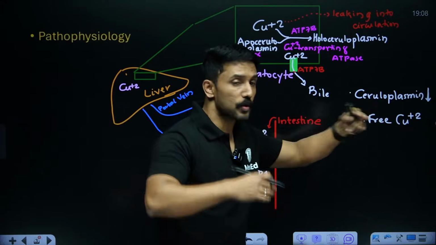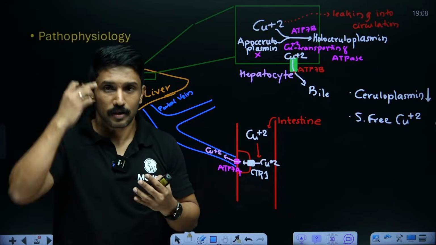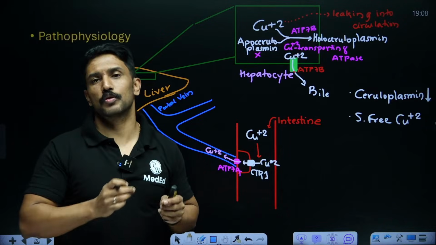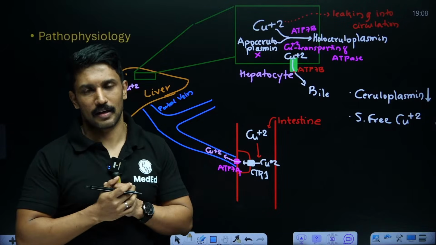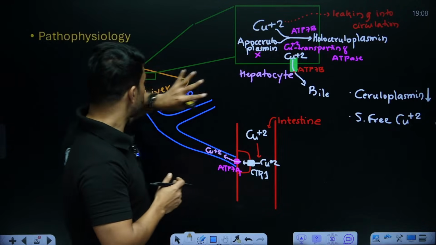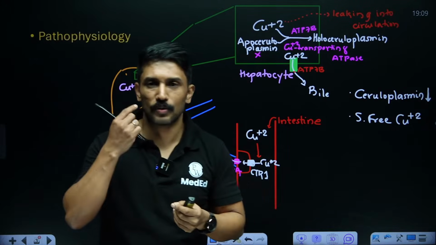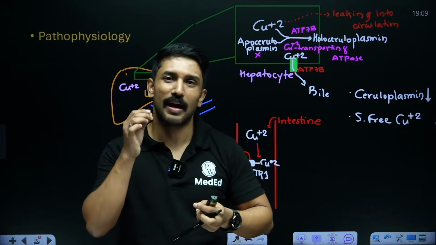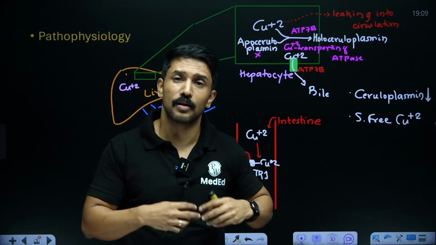Now this free copper goes to all the organs. One of the organs that it is going to reach is the brain. In the brain, it gets deposited in the basal ganglia and starts causing damage to the basal ganglia cells. It is also accumulating in the liver, starting to cause damage to the liver. Apart from that, it goes to the eyes, gets deposited in the cornea as well as the lens, and causes damage. It goes to the kidney, accumulates in the kidney, and causes damage.